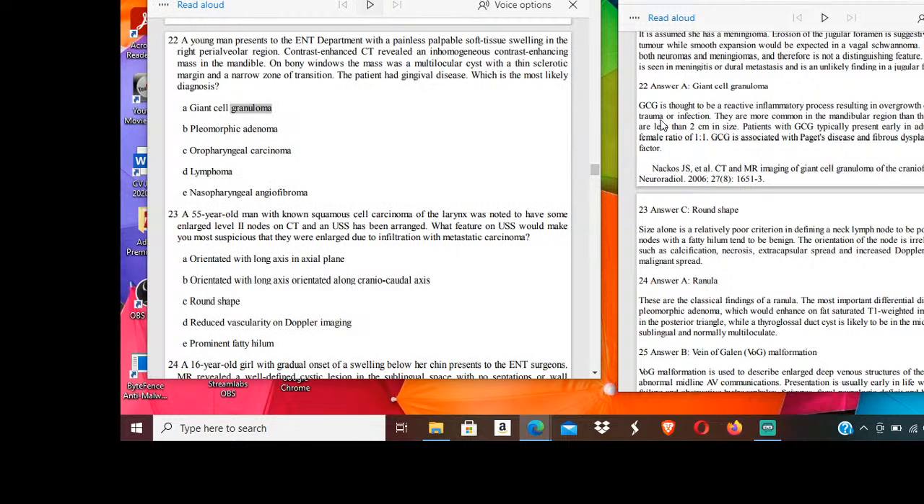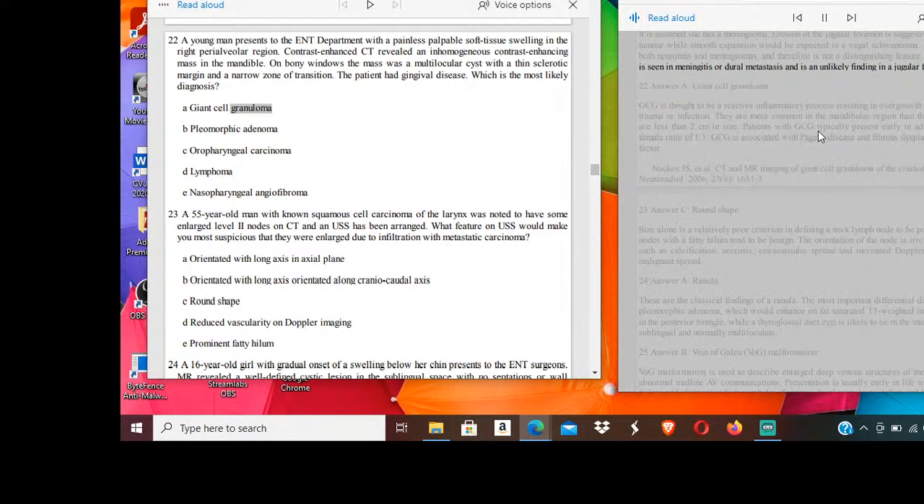A. Giant cell granuloma. ... Meningioma. 22. Answer A. Giant cell granuloma.